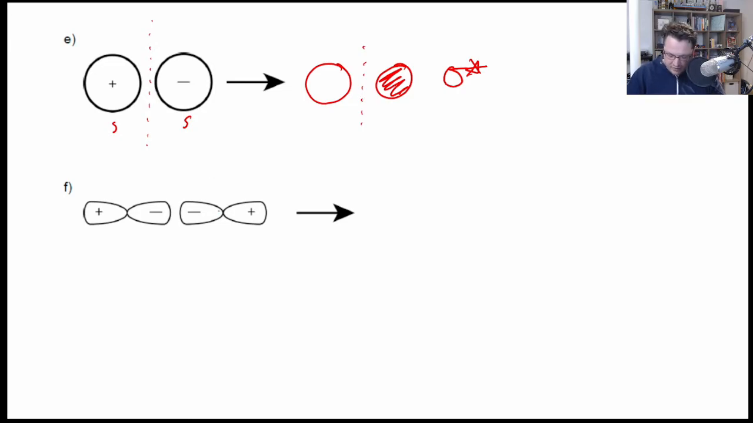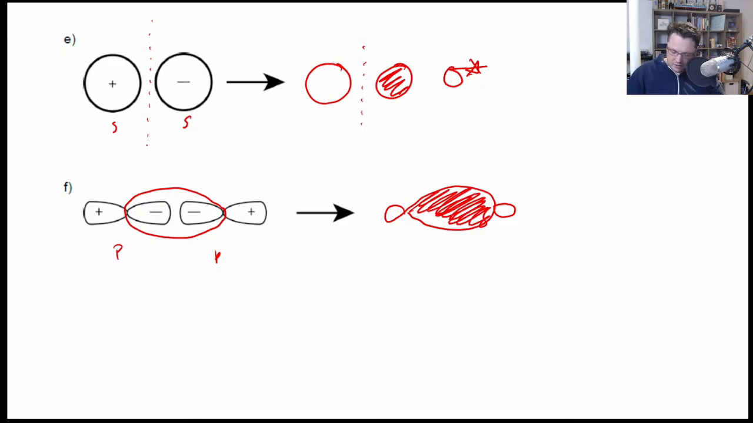The last one, F, looking at this, this is a p orbital, this is a p orbital. They're oriented towards each other. And so what we can see here is that you have a negative and a negative phase. Those are both going to overlap. And so you're going to get a huge lobe between the two of them. You're going to get a lobe right here between these guys.